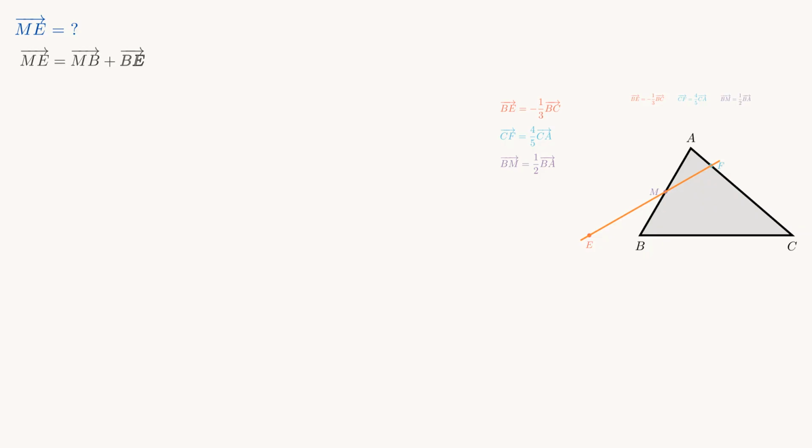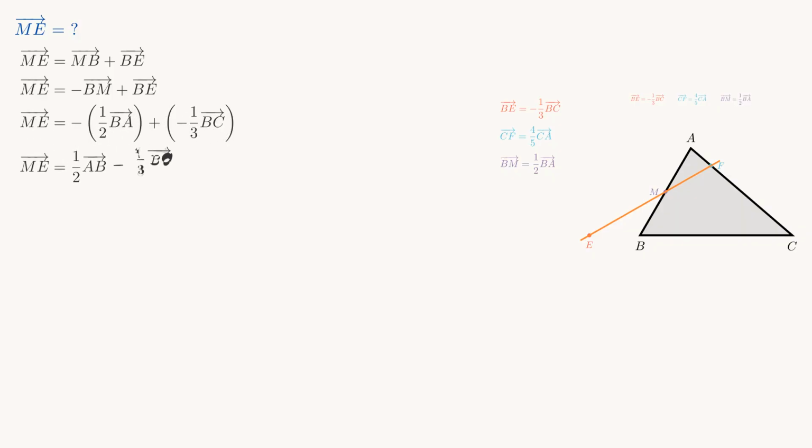Vector ME. We apply Chasles relation, passing through B. ME equals MB plus BE. MB is the opposite of BM, so we write minus BM plus BE. We substitute. BM is 1/2 of BA, and BE is minus 1/3 of BC. Let's plug them in. We simplify the signs. Minus times 1/2 of BA gives plus 1/2 of AB, and minus 1/3 of BC stays as is.